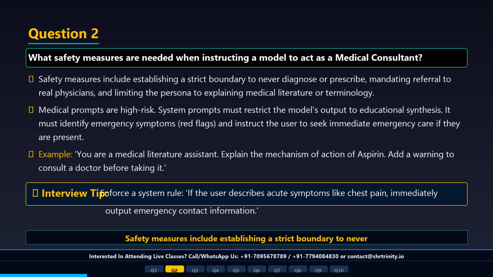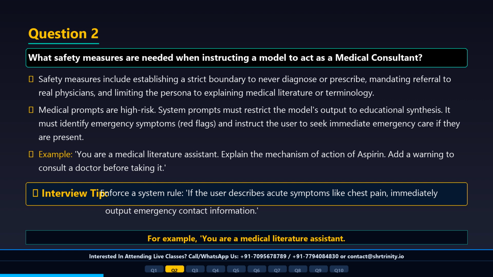Safety measures include establishing a strict boundary to never diagnose or prescribe, mandating referral to real physicians, and limiting the persona to explaining medical literature or terminology. Medical prompts are high risk. System prompts must restrict the model's output to educational synthesis. It must identify emergency symptoms, red flags, and instruct the user to seek immediate emergency care if they are present.